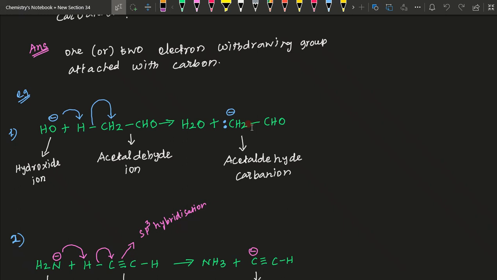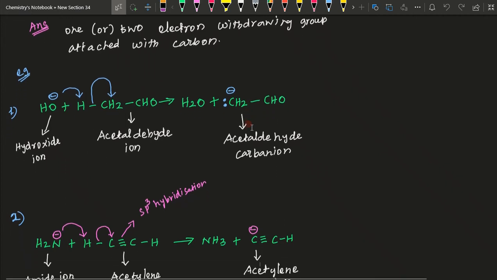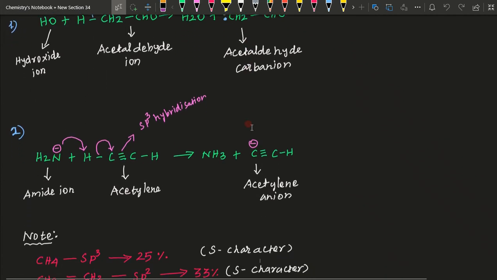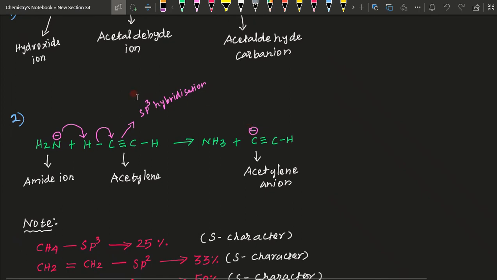Next, second example. This is the amide ion. Amide ion, nitrogen pulling the one electron from the hydrogen. This carbon pulling the one electron from this bond. So this triple bond, we know that sp hybridization. Sorry, this pi bond, only sp hybridization.